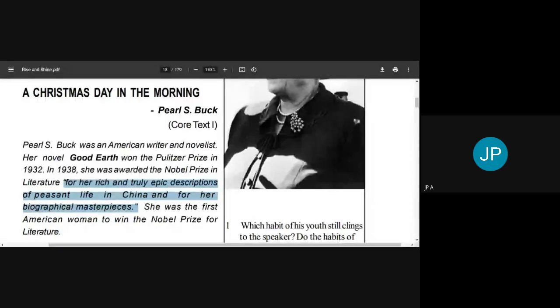And she was the first American woman to win the Nobel Prize for Literature. And this writer has written this short story titled A Christmas Day in the Morning. So when the story begins, this boy who is the central character in the story is already an old man.